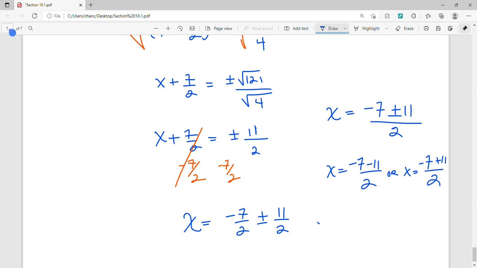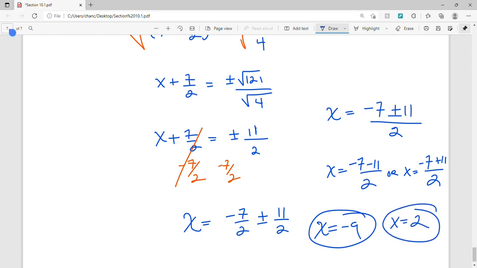And this gives us two answers. The first answer is -9. And the second answer, if you were to do -7 plus 11, then divided by 2, you get x equals 2. So this problem was a little bit more difficult than the previous question because of that odd middle term. We couldn't divide it by 2.